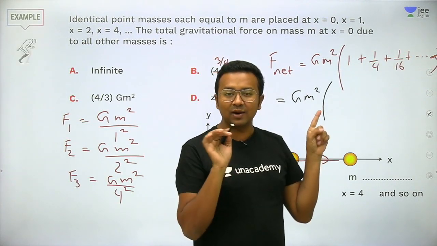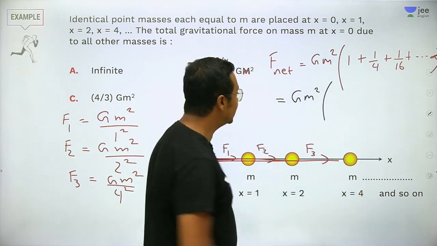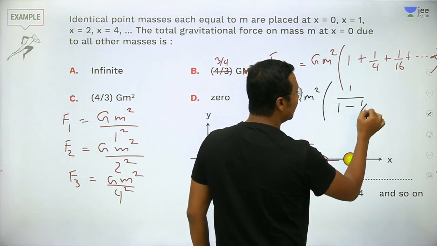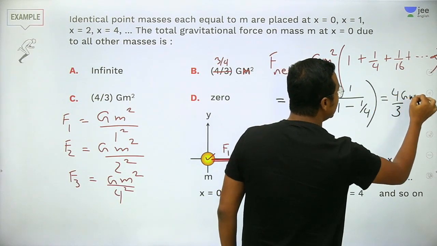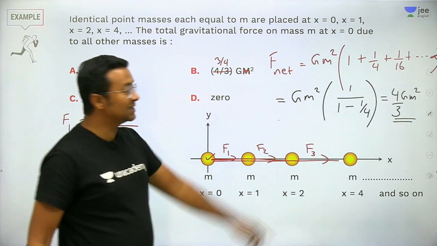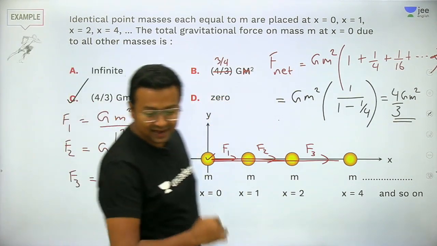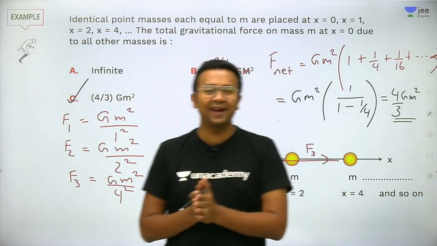And what is the common ratio here? 1 divided by 4. So what shall be the sum? 1 divided by 1 minus r, so 1 by 4. So this will be equal to 4 divided by 3 Gm squared as the answer. So the correct answer will be 4 divided by 3 Gm squared. Option C will be the correct answer. Let's see on the screen how many of you have got it correct.